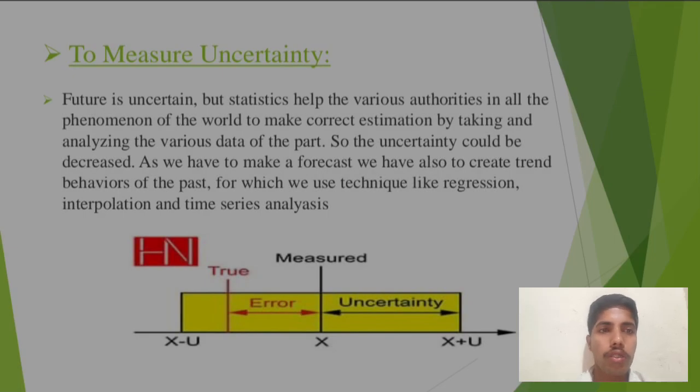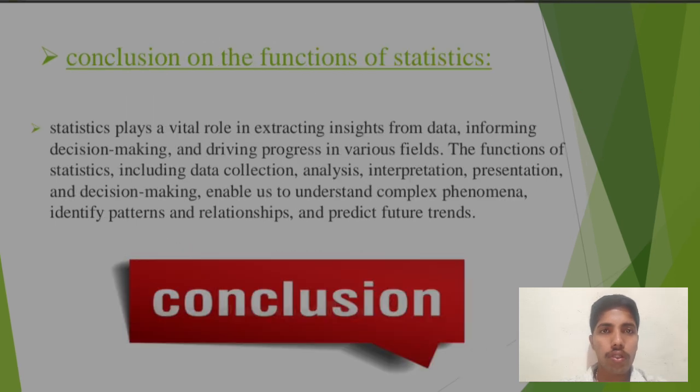Next point is to measure uncertainty. The future is uncertain, but statistics helps the various authorities in all the phenomena of the world to make correct estimations by taking and analyzing various data of the past, so uncertainty could be decreased as we have to make a forecast. We have also created trend behaviors of the past, for which we use techniques like regression, interpolation and time series analysis.